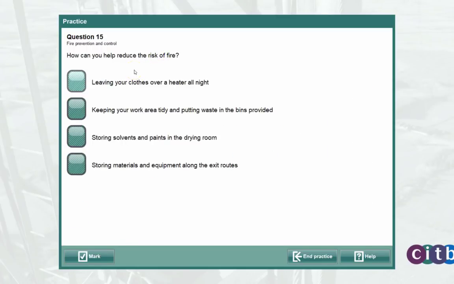How can you help reduce the risk of fire? Leaving your clothes over a heater all night. Keeping your work area tidy and putting waste in the bins provided. Storing solvents and paints in the drying room. Storing materials and equipment along the exit routes.